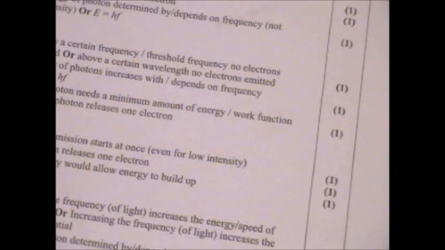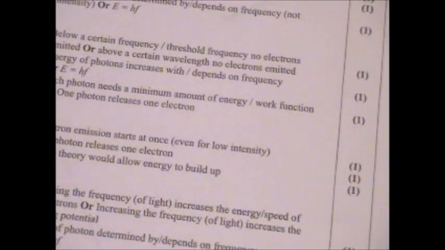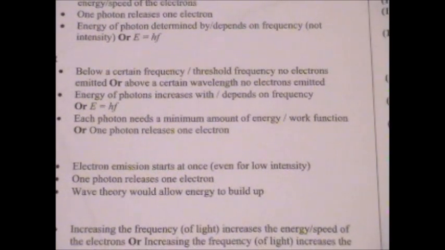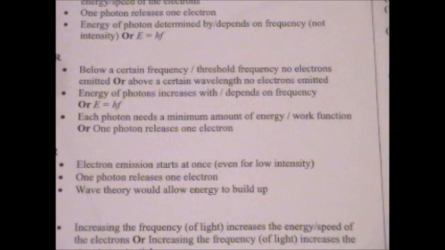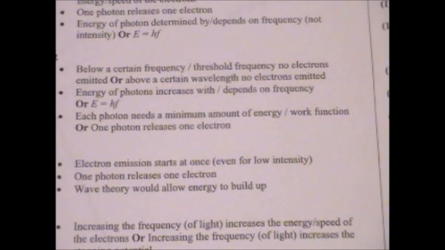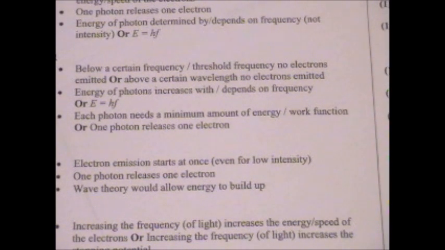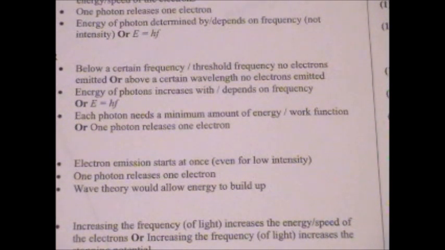Okay, so electron emission starts at once. Okay, so it's instantaneous. It's not a build-up, it's instantaneous release. Okay, so even for low intensity, even if there's a low intensity, 1% intensity, even then you still get electrons emitted. So remember the animation that I showed you, even when we had 1% intensity, we still had electrons being released as long as it's above the threshold. And again, that is related to the idea that 1 photon releases 1 electron, and wave theory would allow energy to build up, but we know that was not the case. It had to be above that frequency, and therefore it was emission starts at once. It was instant, so it wasn't a build-up and then a release. It was instantaneous release of electrons.